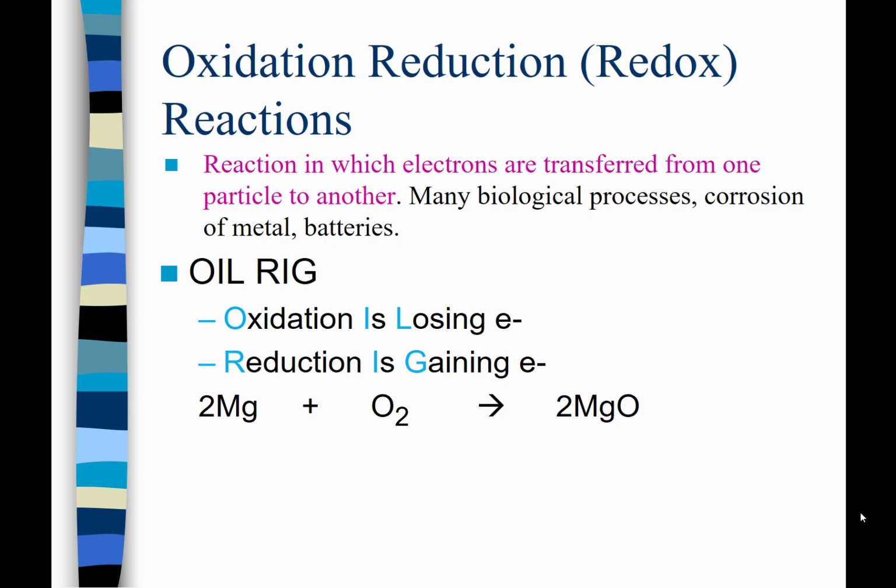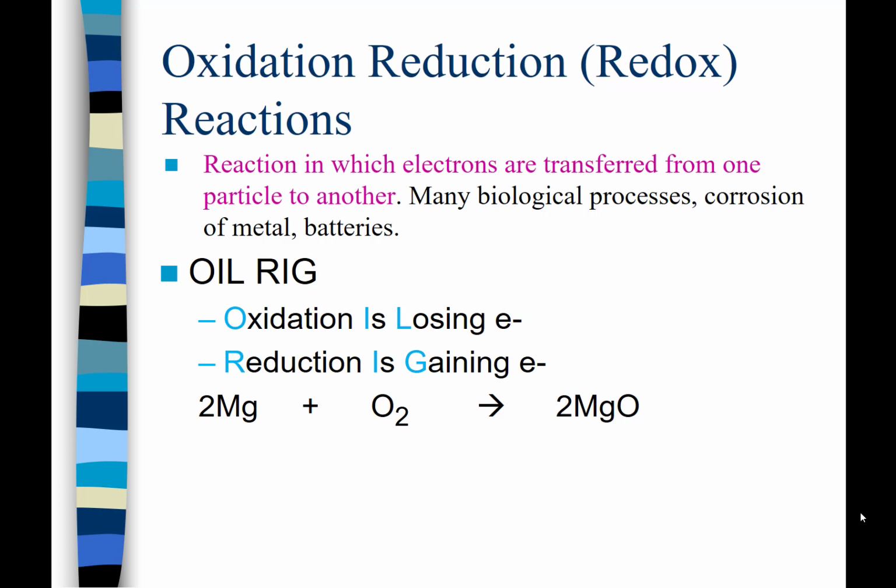So what is oxidation and reduction? In oxidation, electrons are being lost, and in reduction, electrons are being gained. So the catchphrase for you to memorize is OIL RIG. Oxidation is losing electrons and reduction is gaining electrons.